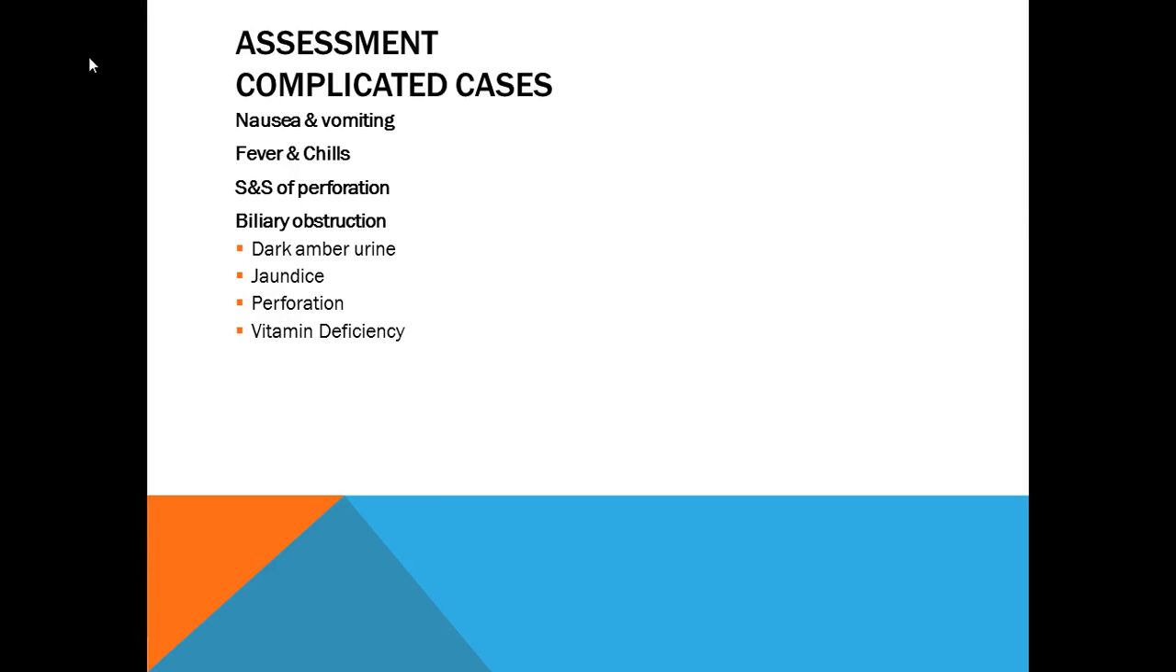Assessment for a complicated case. We've got nausea and vomiting, and we have the biliary colic as well. But here we have fever and chills because we have an infection. So we've gone from an inflammatory process to a systemic infection. Signs and symptoms of a perforation: if your biliary tree perforates, bile will spill out into the peritoneal cavity and cause peritonitis. So signs and symptoms of perforation will look like your patient has peritonitis.